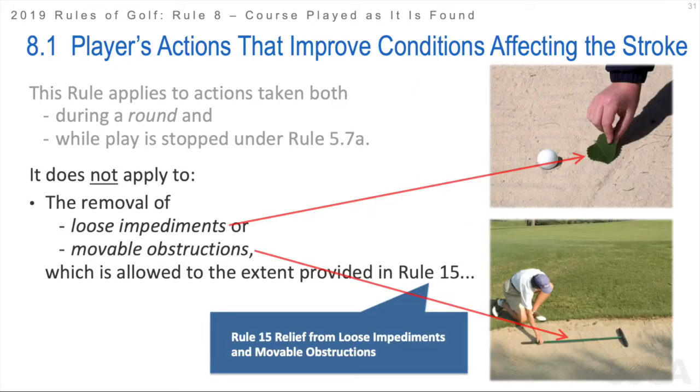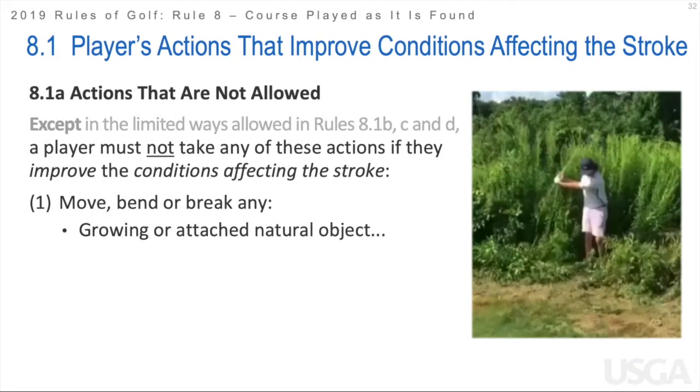Okay, this does not apply to the removal of loose impediments or movable obstructions, because we cover those specifically under Rule 15, and again, those are covered in a different video in this series. So please go and watch that video for the rules and instructions surrounding removal of loose impediments and movable obstructions. A player must not take any of these actions if they result in improving the conditions affecting the stroke.